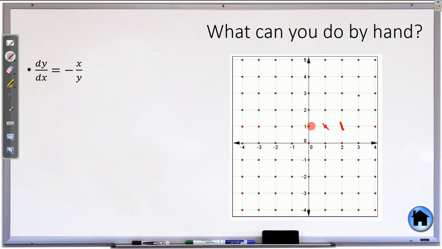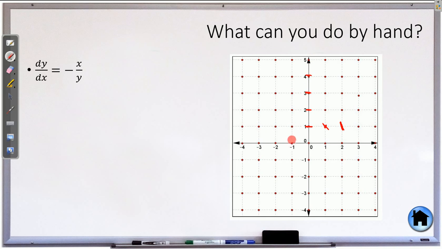Let's do this one right here. That is the point 0, 1. So x is 0 and y is 1. That would be a slope of 0. And so you can start to put together a few patterns sometimes. Whenever x is 0, this whole thing is going to be 0. So all of these points here, the slope is going to be flat.